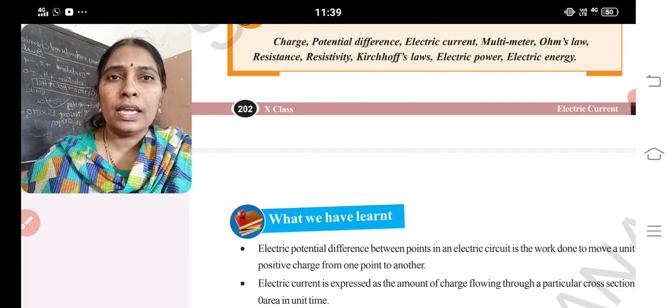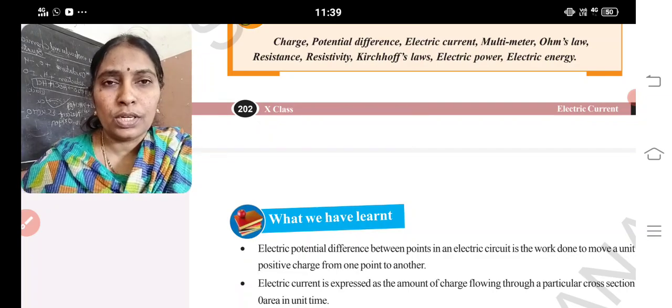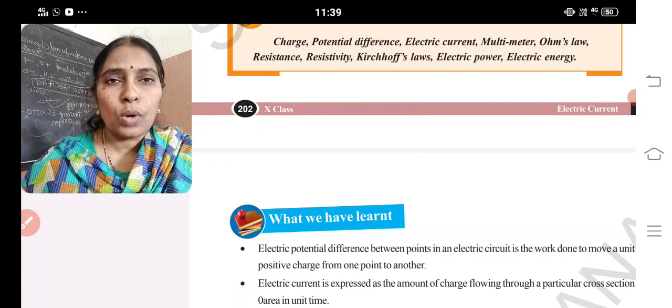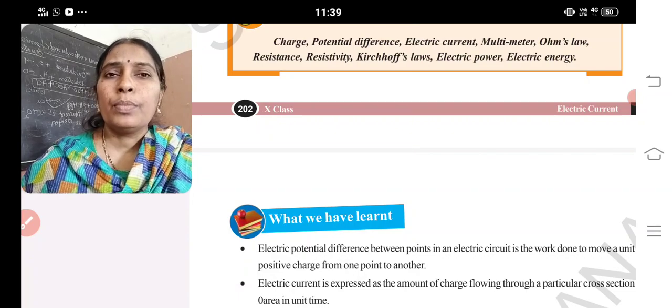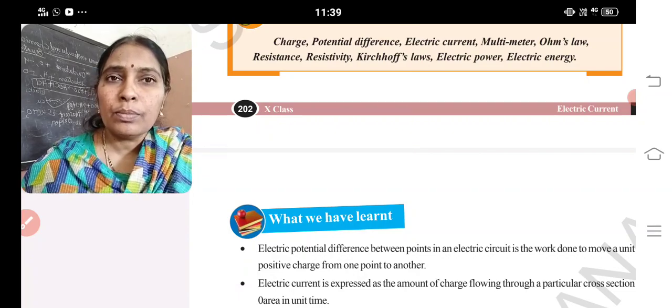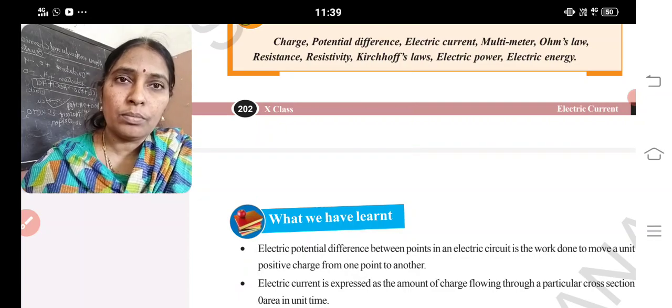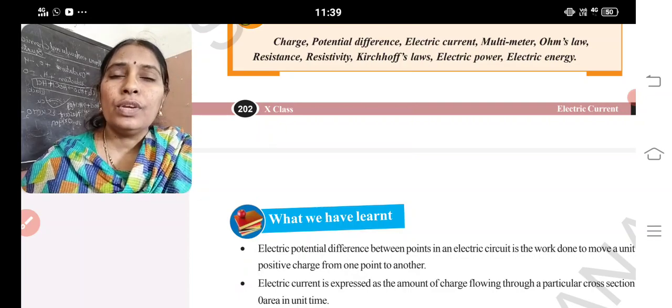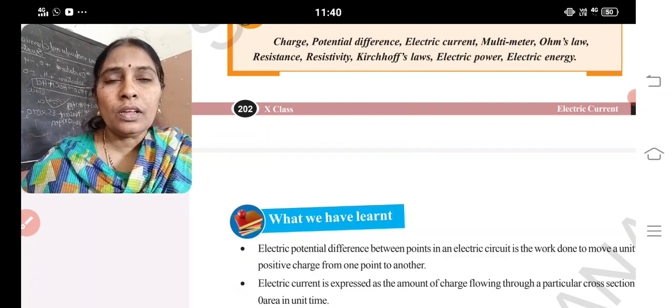And what is Ohm's law? V is equal to IR, that is V is proportional to I. The potential difference across the conductor is directly proportional to the electric current passing through it at constant temperature. From V is proportional to I, we remove the proportional symbol. To remove the proportional symbol, we need to introduce a constant. What is that constant? V is equal to IR. R is a constant, known as resistance, and resistance is measured in ohms.